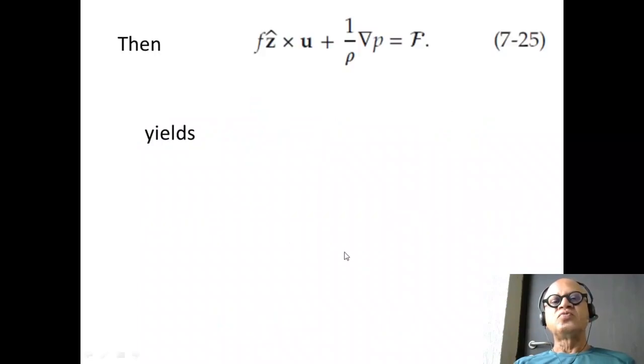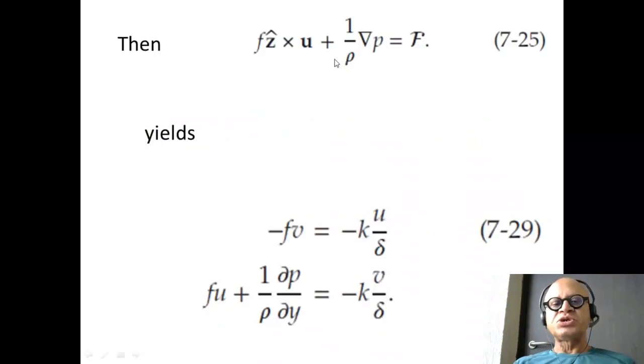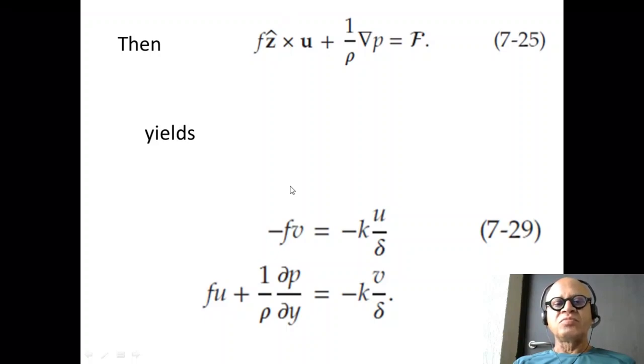right? So we plug it into this equation and get our components along x and y. So in the x direction you have minus f v equals minus k u over delta. This is the friction in the x direction. And in the y direction, f u plus 1 over rho dp/dy, because pressure we have aligned along x, so dp/dx is going to go to 0. Constant pressure line along x, right?